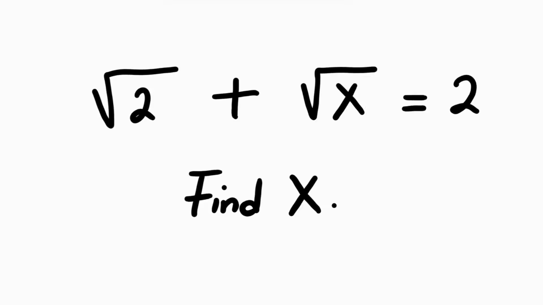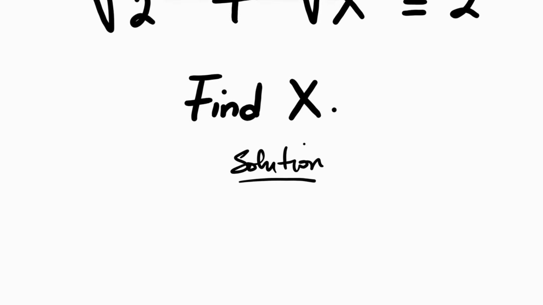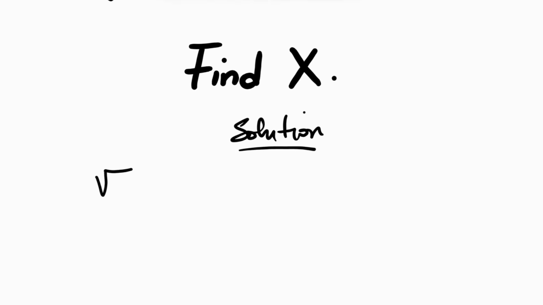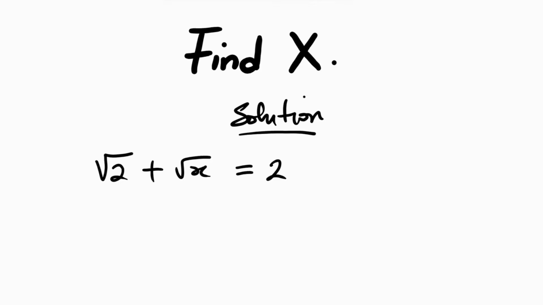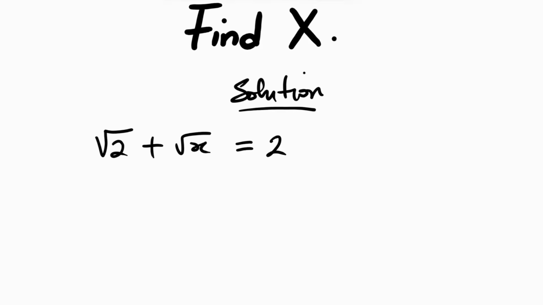So we're going to try to solve for the value of x. Solution. So now we have that the square root of 2 plus the square root of x is equal to 2. And we're to find the value of x. So we're going to start by squaring both sides.